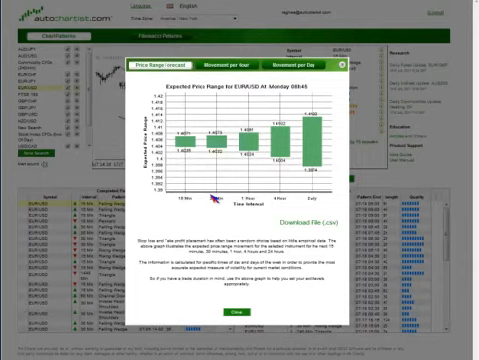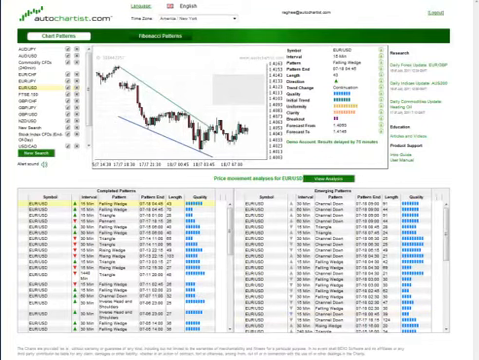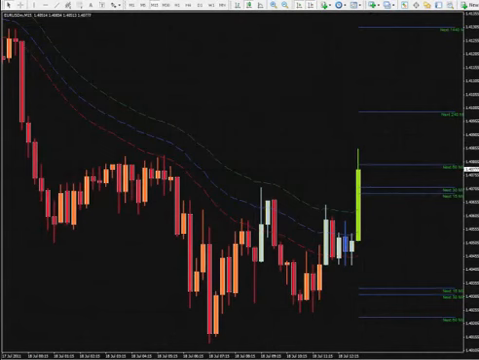But the expected price ranges change every 15 minutes. They're updated by AutoChartist every 15 minutes. Now, I don't know about you, but as much as I keep this platform open all the time, it is very helpful to be able to go back to my charts and just have that information overlaid. So that's what you're seeing here along the right side. That information populated right on my chart.